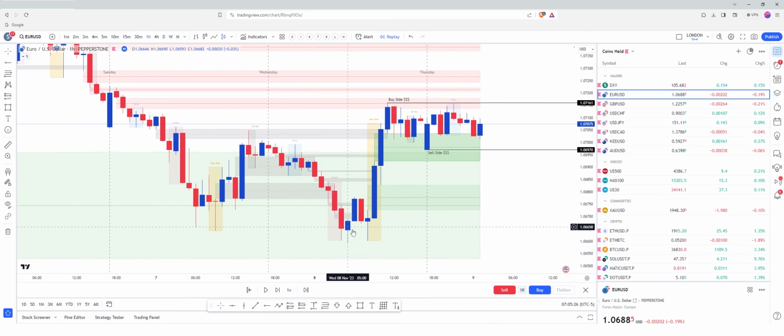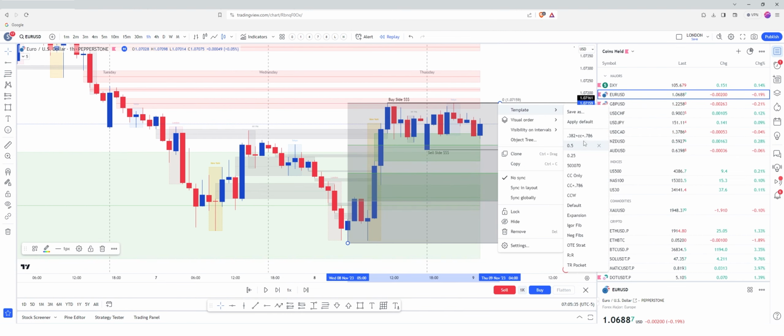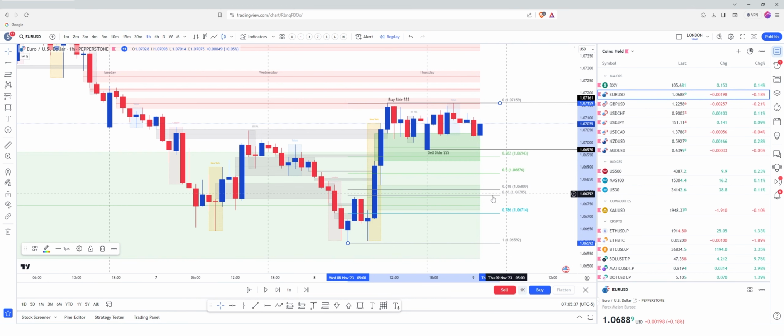So the New York AM session had an explosive move. I'm going to pull a fib from the high to the low, and what I'm looking at is where the optimal trade entry is. So the 618 to the 66 is the optimal trade entry area that I'm interested in, and also premium and discount.